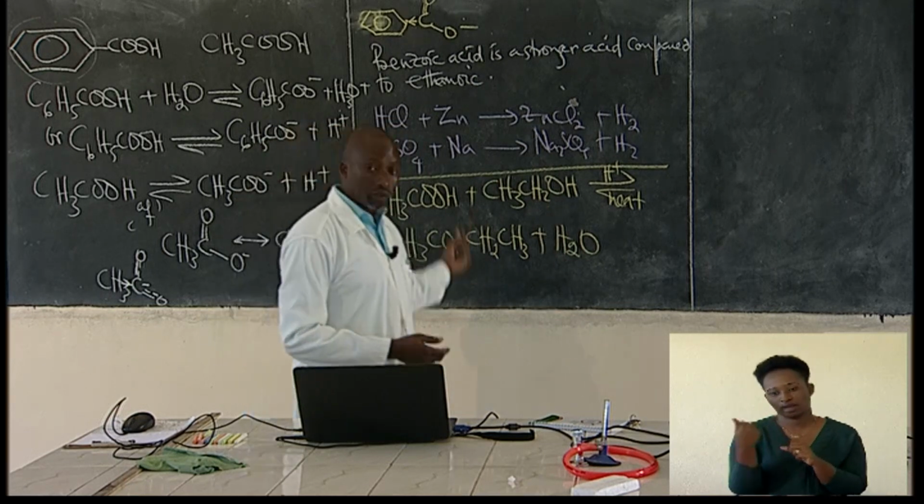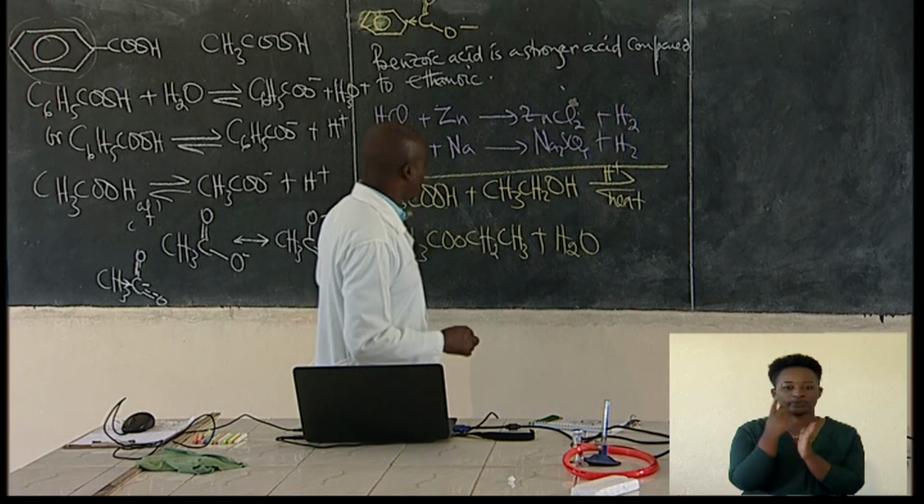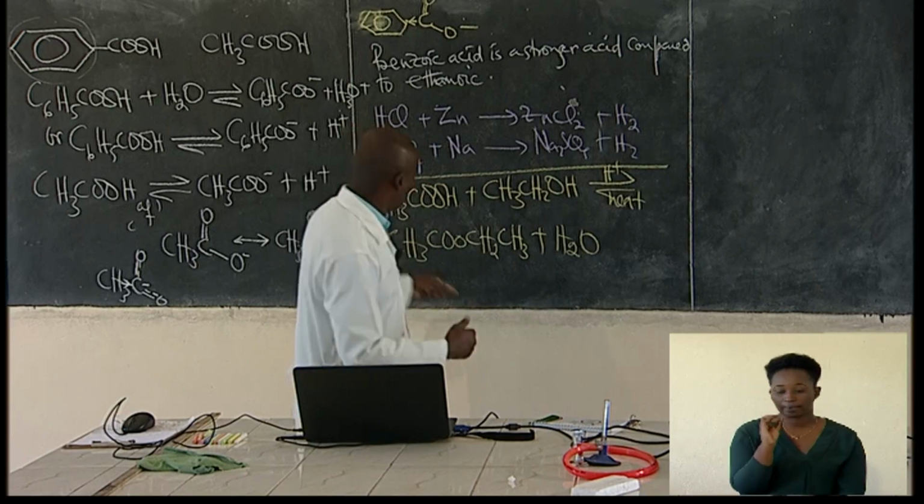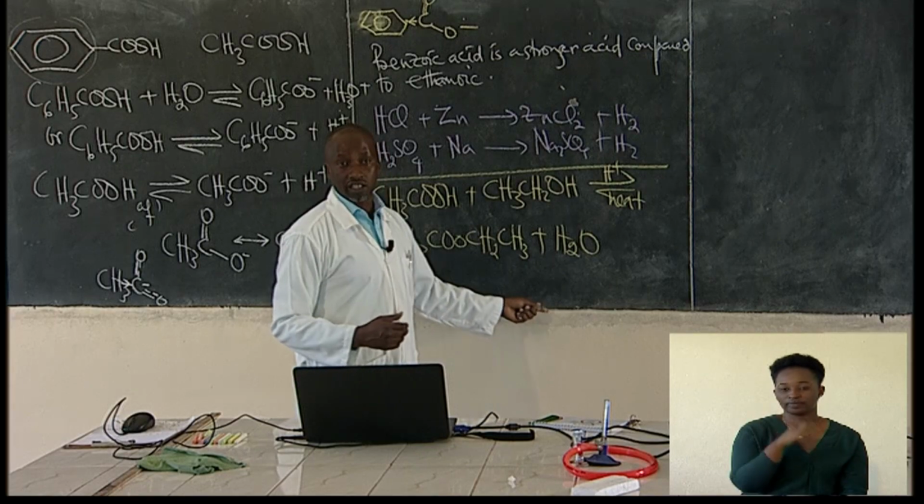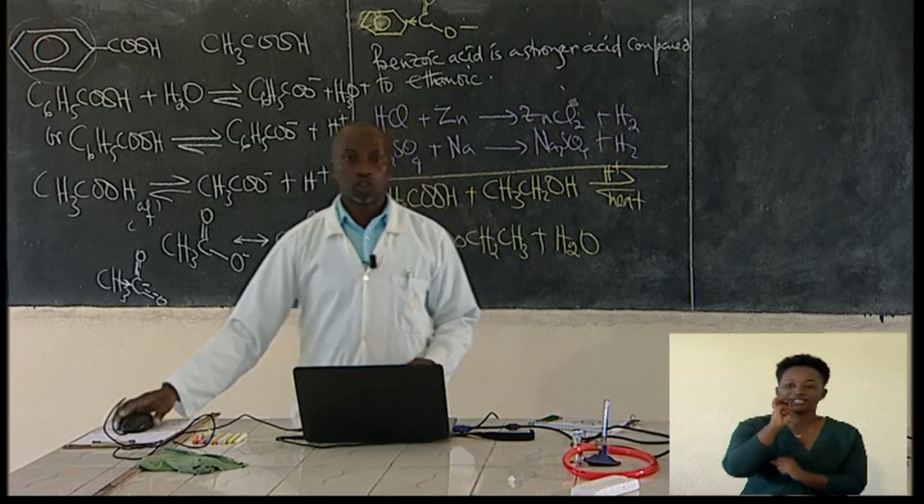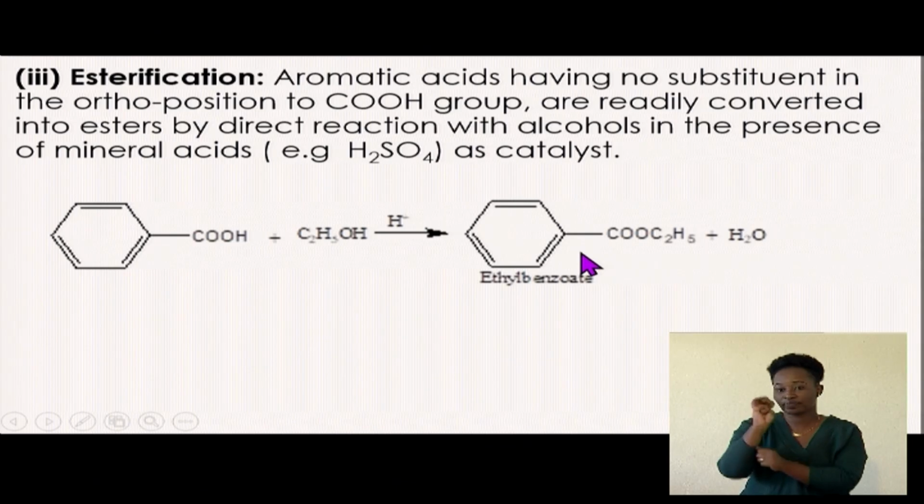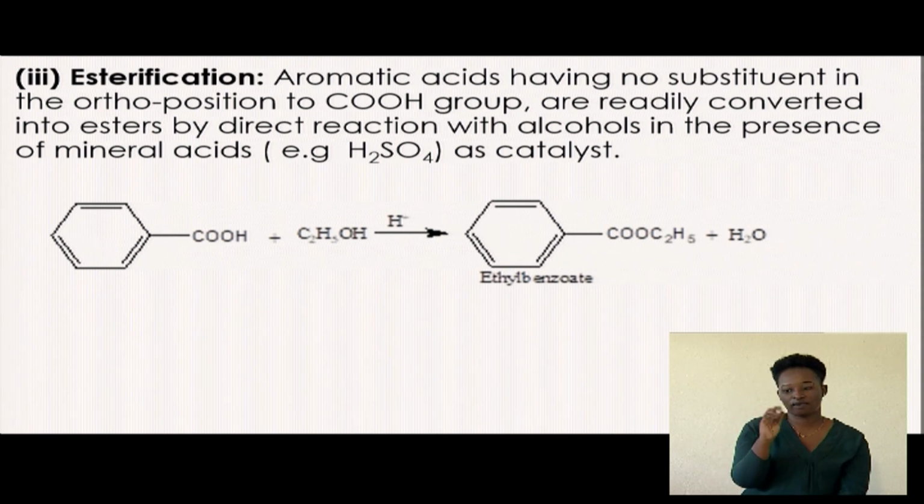So you can just refer to that video and look at the esterification of carboxylic acids. This forms ethyl benzoate. So we have benzoic acid reacting with ethanol in the presence of hydrogen ions, forming ethyl benzoate. So the reaction is similar. As I said, the reactions are similar to those of aliphatic carboxylic acids.